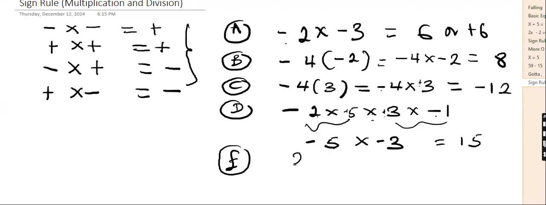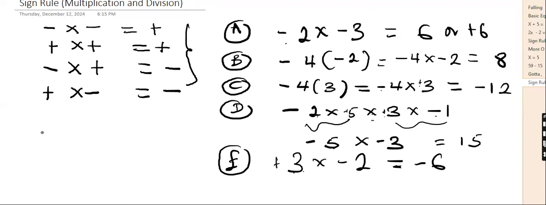So we can have 3 multiplied by minus 2. And what's that? The signs are different. So 3 times 2 gives us 6. And a plus multiplied by a minus will give us minus. So this is the sign rule being applied.